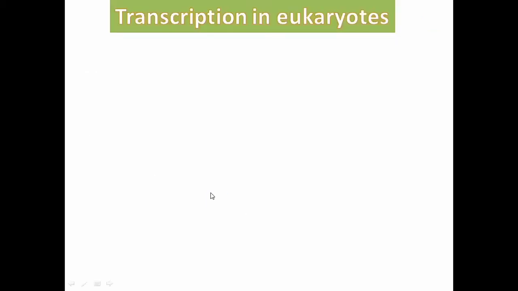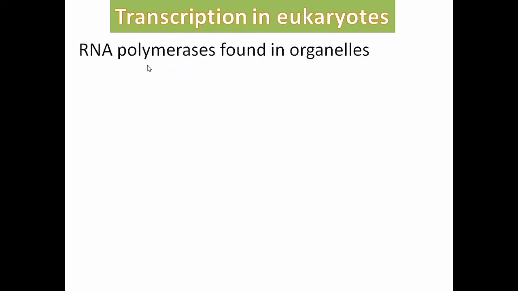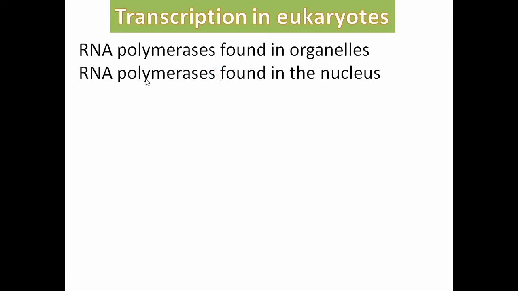Now let us see the transcription in eukaryotes. RNA polymerases are found in organelles. RNA polymerases are also found in the nucleus. Both are necessary for transcription in eukaryotes. Transcription in eukaryotes needs RNA polymerases found in organelles as well as RNA polymerases found in the nucleus. At least three types of RNA polymerases in the nucleus are necessary for transcription in eukaryotes.